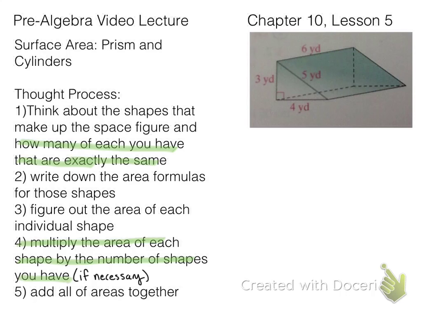All right, so here I have a triangular prism, aka a triangular cylinder. So let's go ahead and talk about the shapes that make up this space figure, specifically the shapes on the outside.